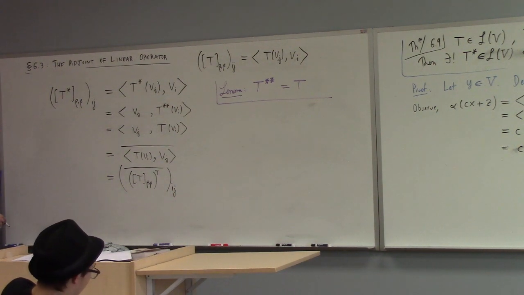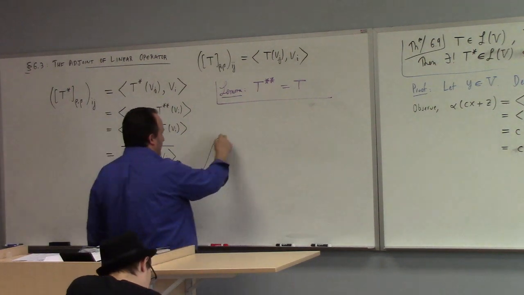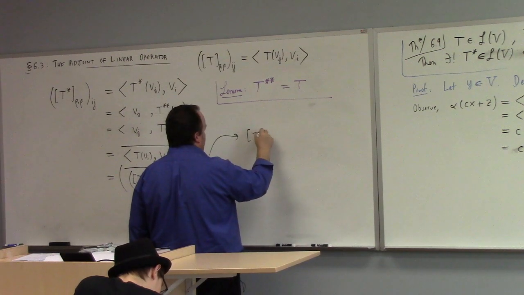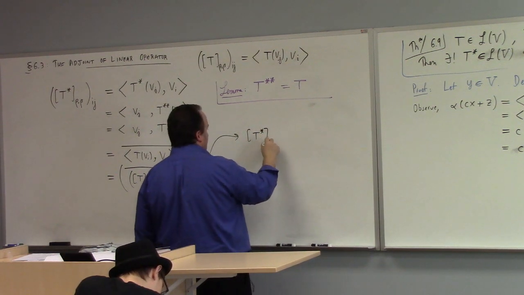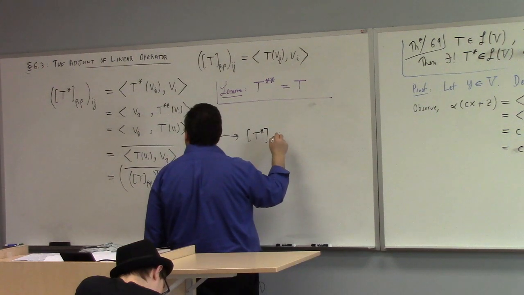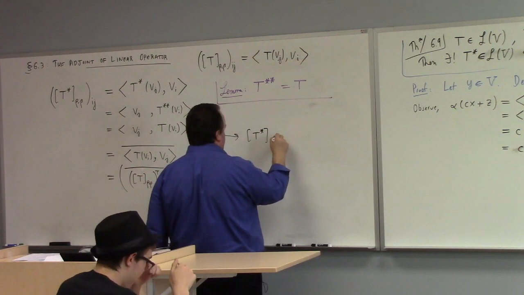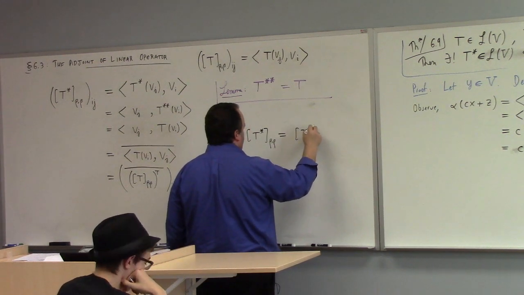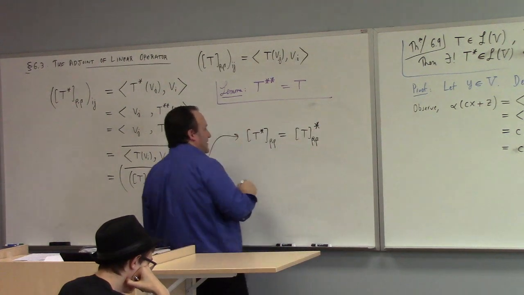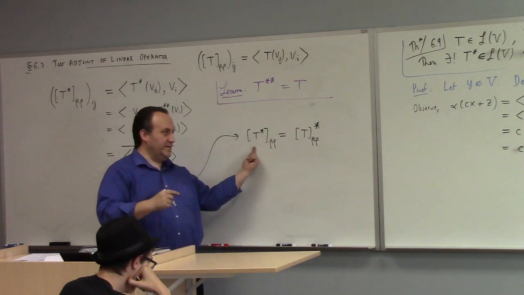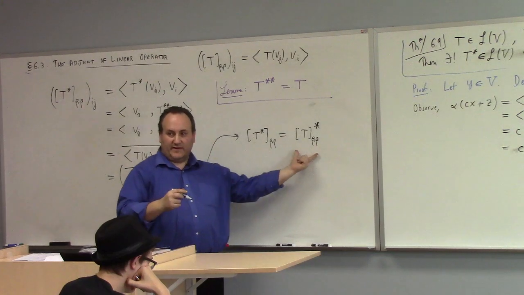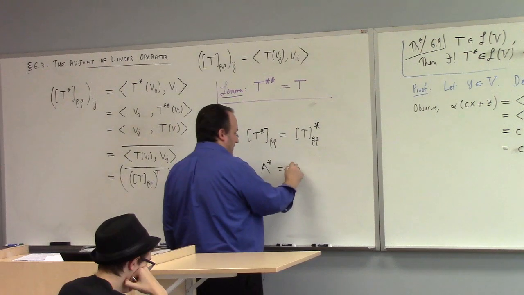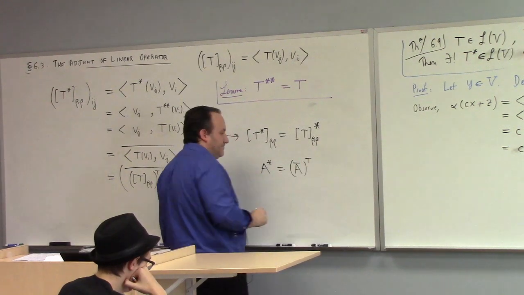So in short, the theorem that we will eventually prove once I get my act together is that the matrix of the adjoint is simply the matrix adjointed. So this is the linear transformation adjoint. This is the matrix adjoint. Remember we defined this previously? Like A star, what was it? It was A conjugate transpose. Remember that?